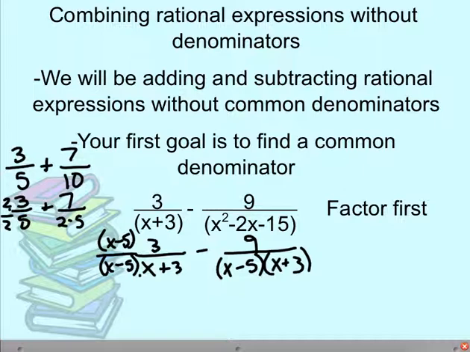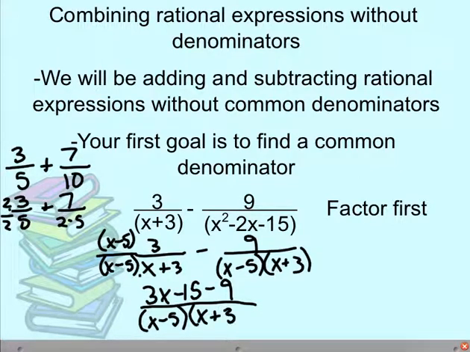So I can expand and simplify here. I'm going to distribute this 3 to everything, and so I get 3x minus 15. And then since they now have common denominators, I can subtract 9 and have that over x minus 5 times x plus 3, which means I can now just combine like terms here and get 3x minus 24 over x minus 5 times x plus 3.